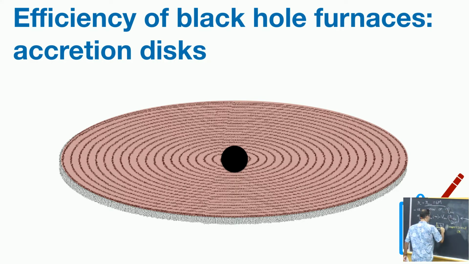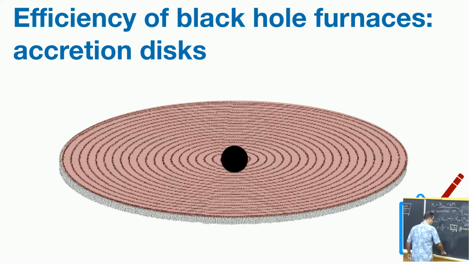Okay, 6% is the efficiency, the energy that you can get by slowly dumping garbage into circular orbits around a Schwarzschild black hole. Okay.